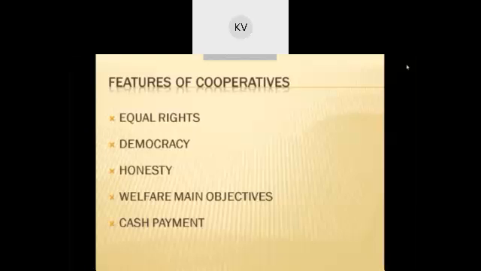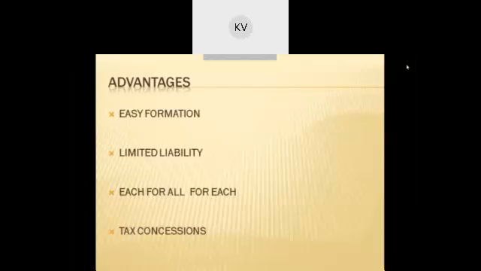And then welfare, the main objective. Its main objective is to provide goods and services to its members at low price, a very cheap price. And then cash payment. There are no credit transactions here, only cash payments. Credit is prohibited and goods are supplied to members on cash payment only.